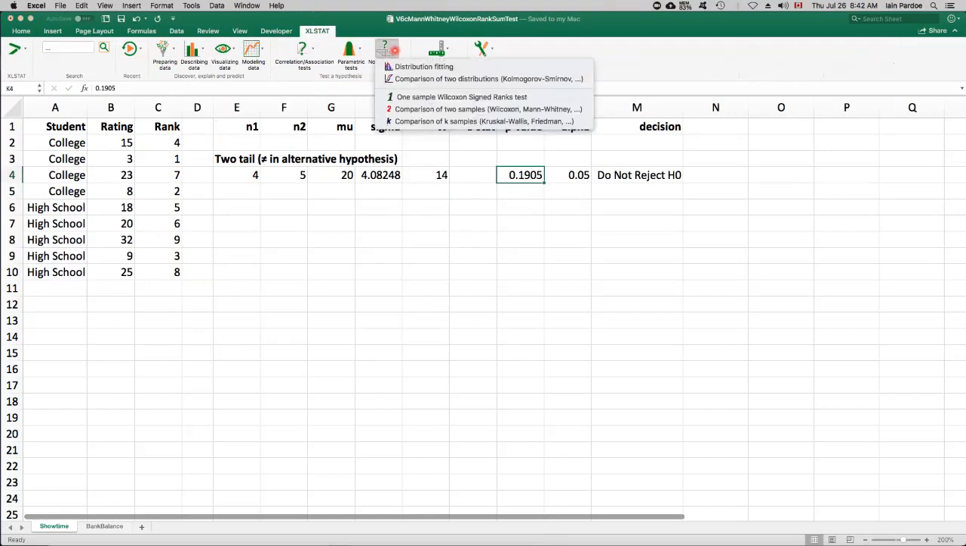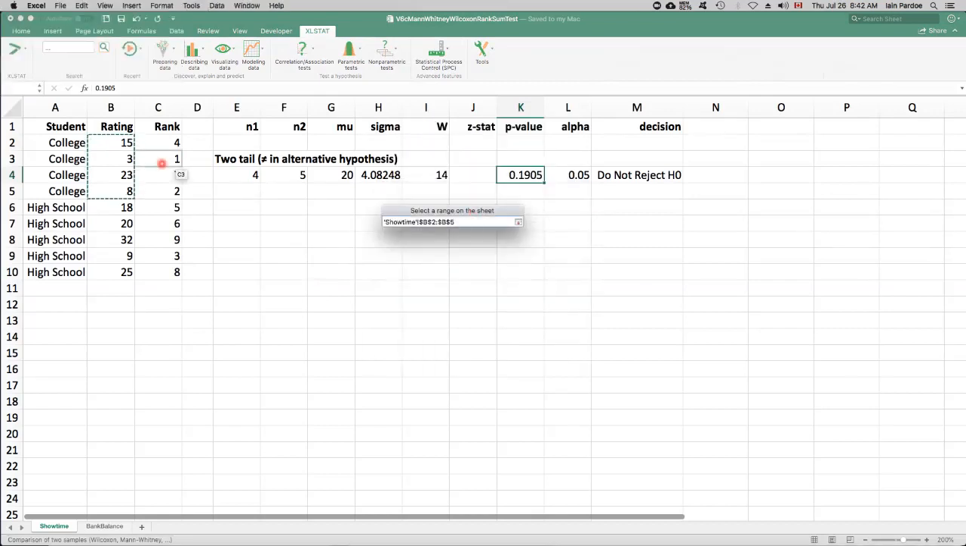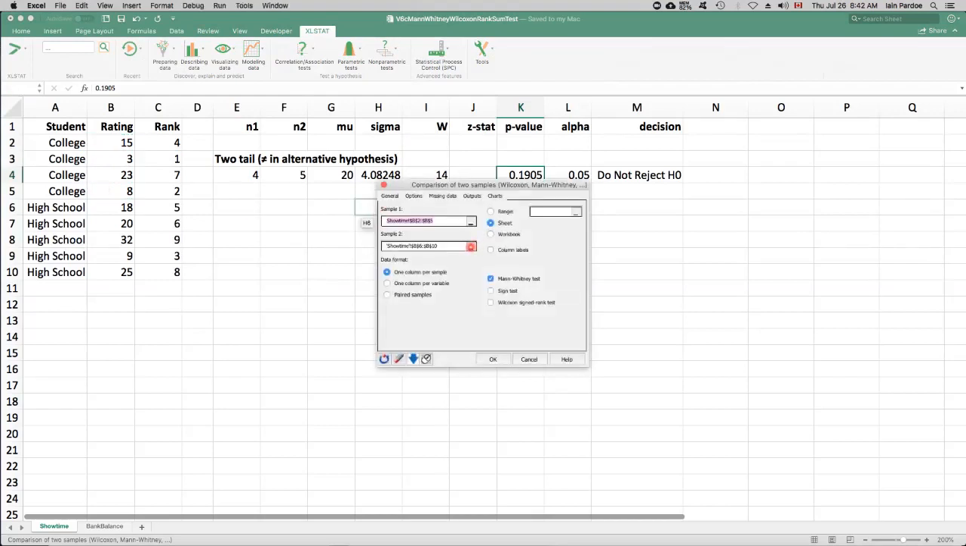So this is a nonparametric test, and it's a comparison of 2 samples, and Wilcoxon, Mann-Whitney I mentioned there. So this is the one to select. And we'll select our data. So our first sample, sample 1, and then our sample 2. And we're going to do the Mann-Whitney test. Okay, we're not going to do the sign test, we're not going to do the Wilcoxon signed rank test. These are both different tests. We're going to do the Mann-Whitney test, which is the rank sum test.